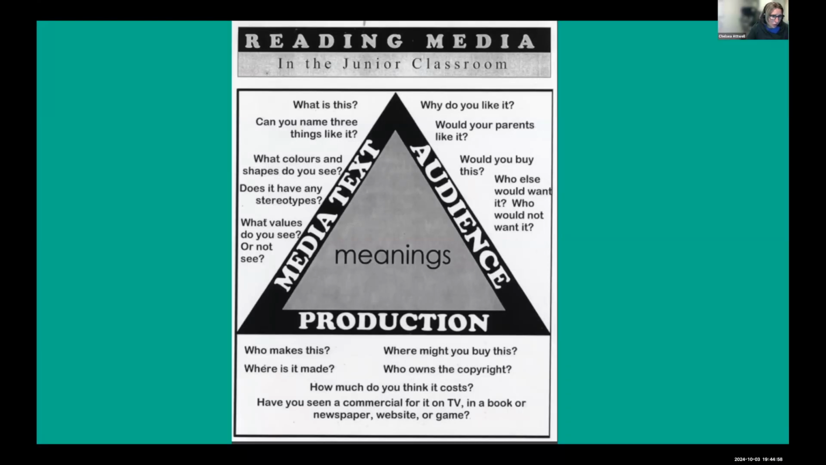Educators can adjust the questions to suit their learning community. For example, you can see there's a difference between the questions that Micheline just shared and the questions that you see here. The questions are perhaps shorter, more condensed. This is an example of a media triangle that you could use, say, in a junior classroom.